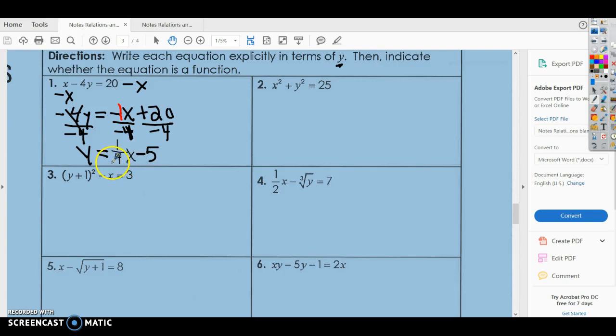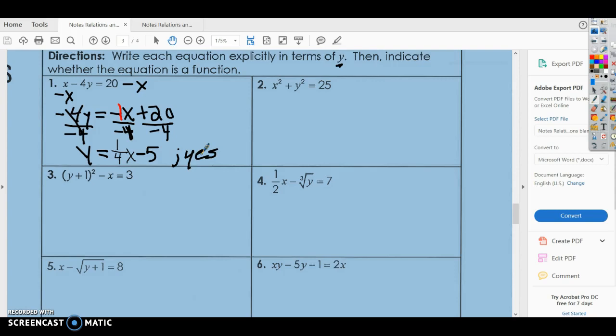Okay, now this is a slope. This is a linear equation. If you graph it and look at it, it's going to be a diagonal line with a positive slope and a y-intercept at -5. So if you're not sure what that looks like, graph it. But this is a function because it passes the vertical line test. Okay? All right. Number 2, we're supposed to solve each equation explicitly in terms of y.